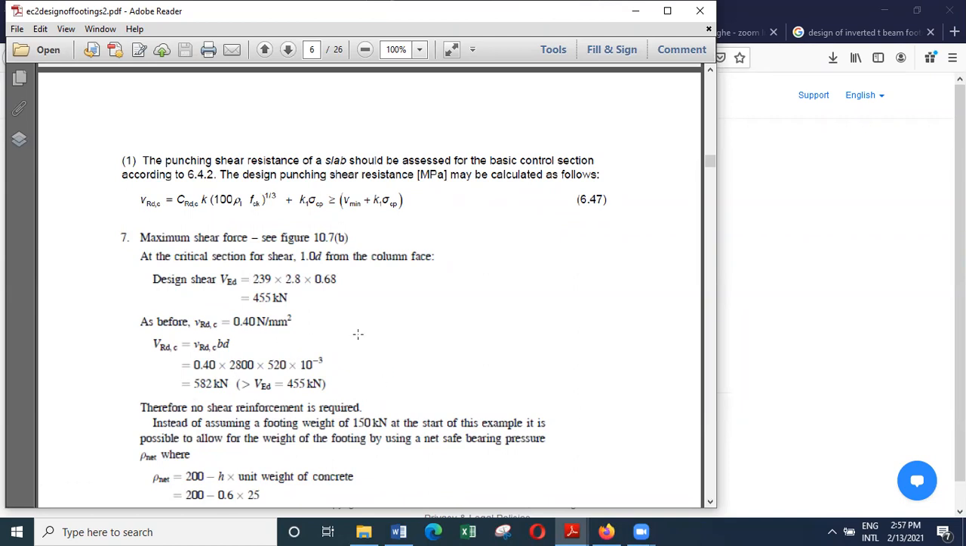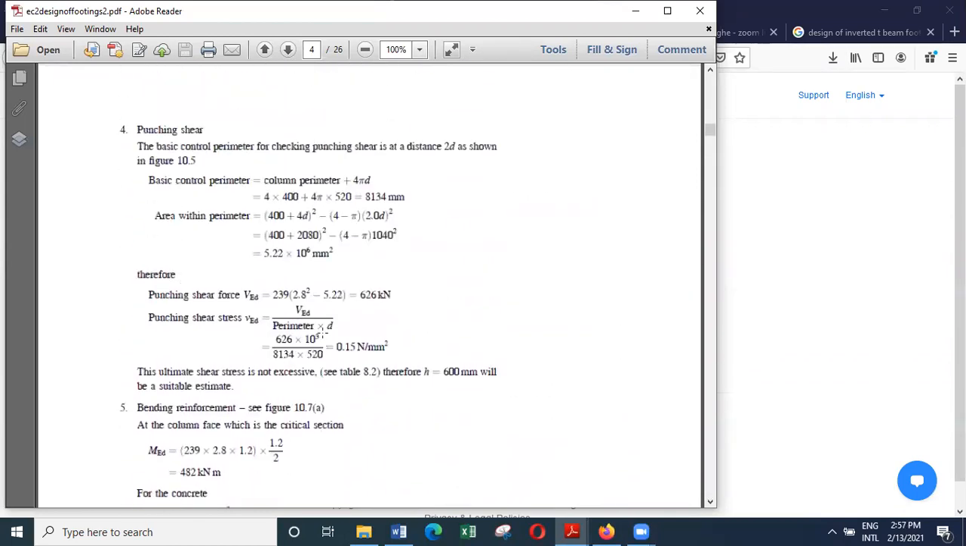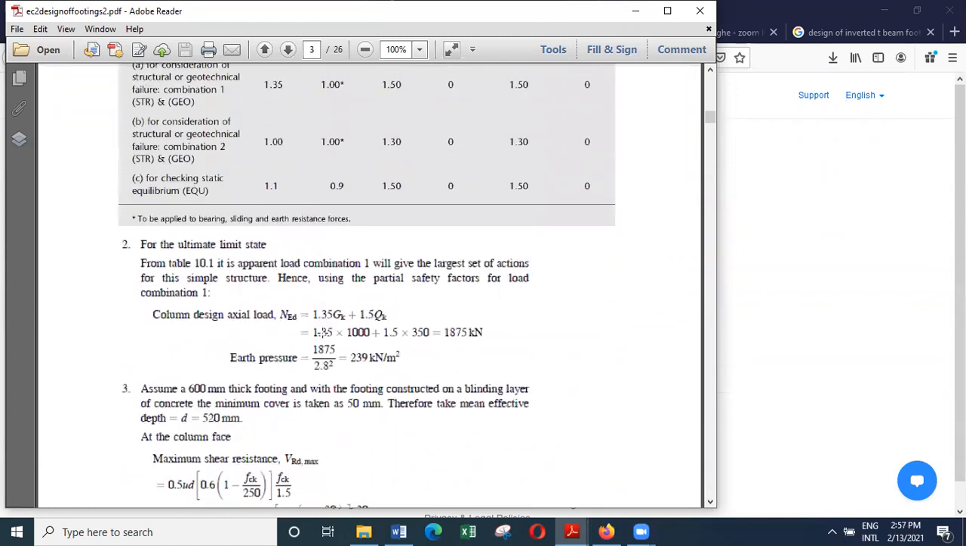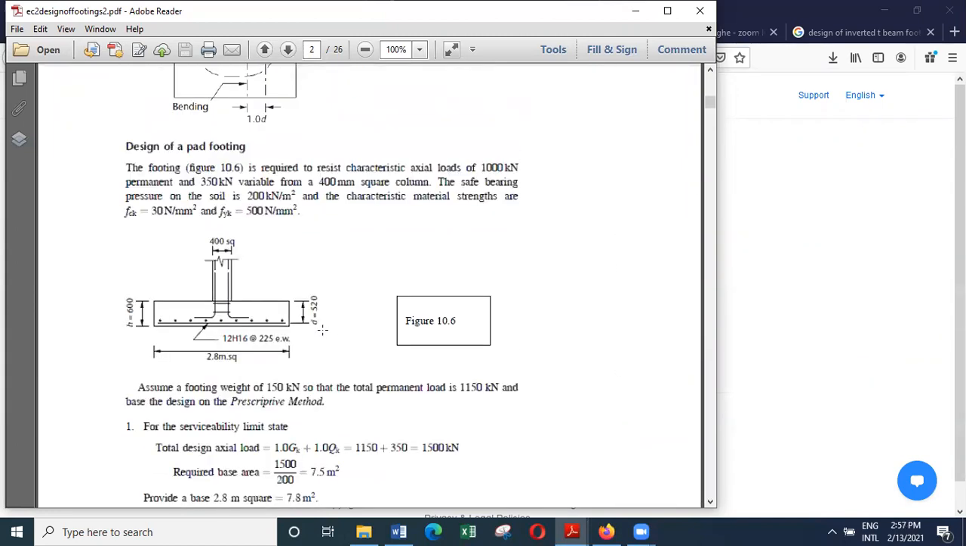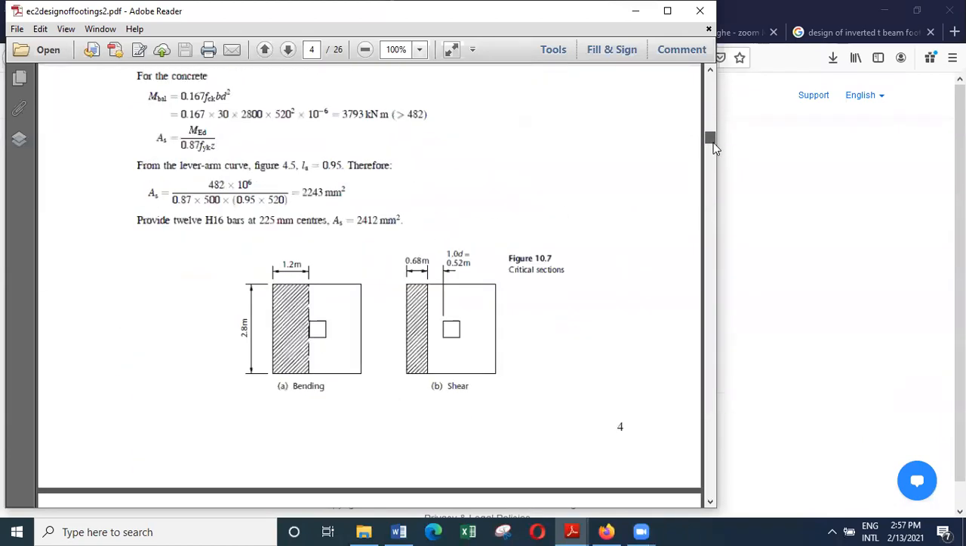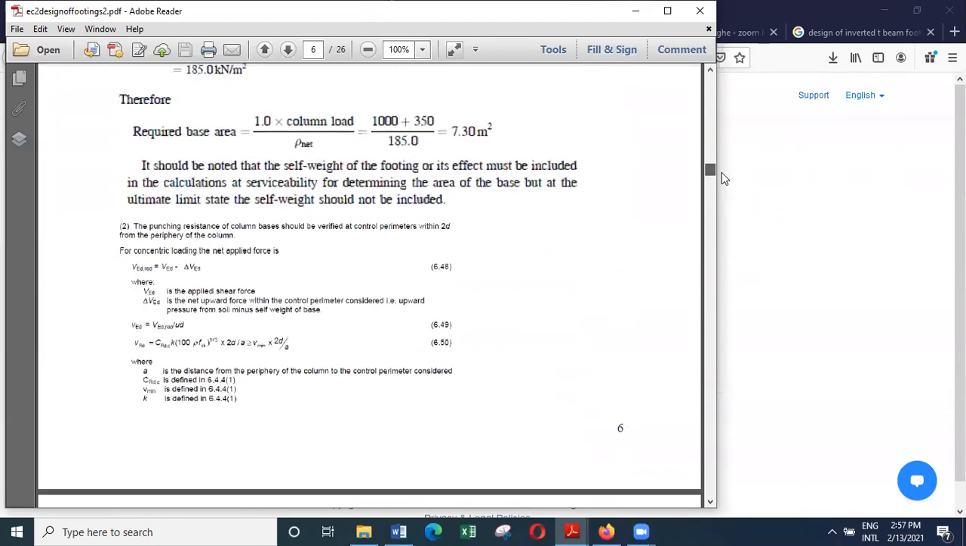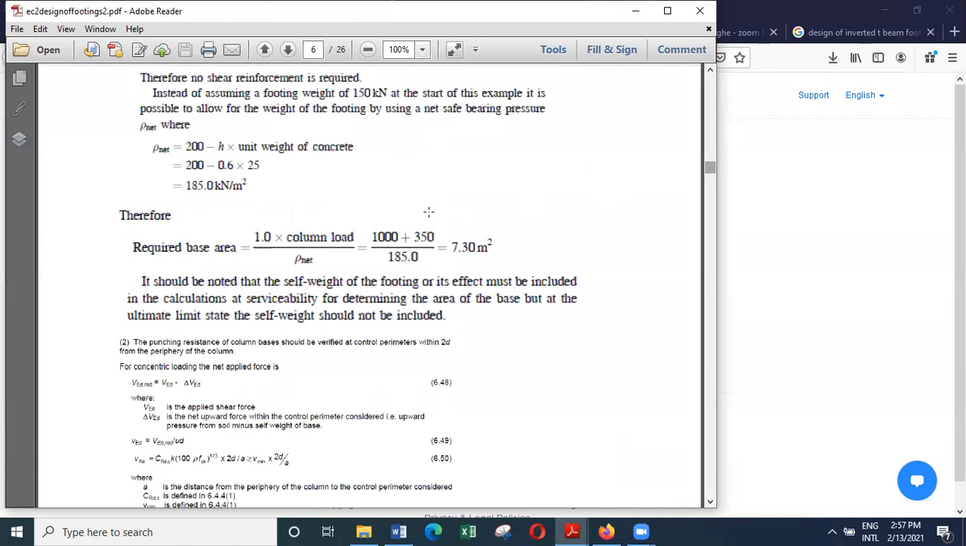So when you are doing these calculations, earlier when we looked at the size of the base, we actually made an allowance for the weight of the base. We said, okay, we are going to allocate 150 kilonewtons for the weight of the base. On the other hand, rather than using the weight of the base, you can say the effective bearing capacity is 150 minus the pressure due to weight of the base.